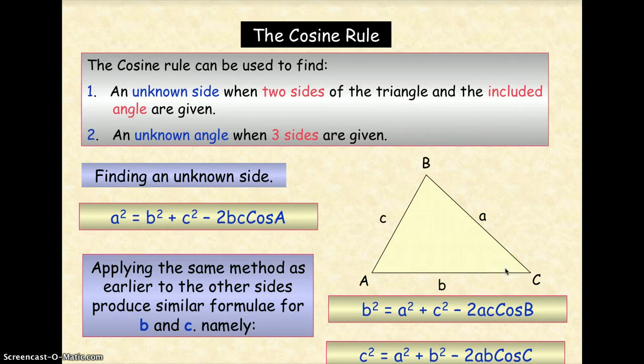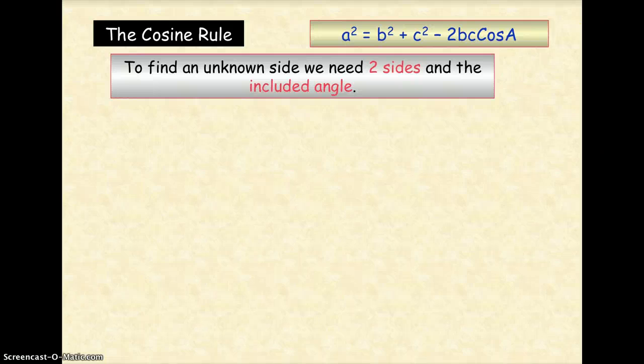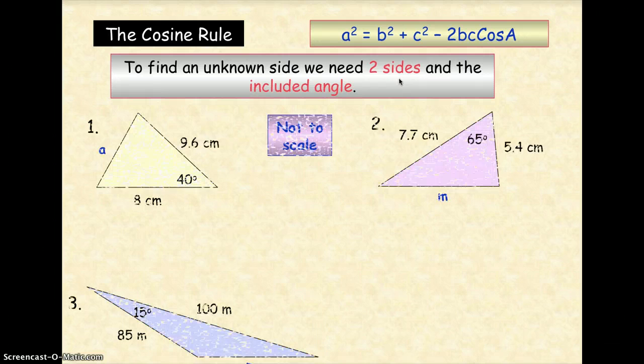Now I'm going to show you what I mean in the following examples. I'm going to write the cosine rule on top. To find the unknown side, remember that we need two sides and the included angle. Let's look at the triangles. We have two sides and the included angle. Remember that for it to be an included angle, it should be in the middle of the two given sides. This is what I was talking about in the previous slide.